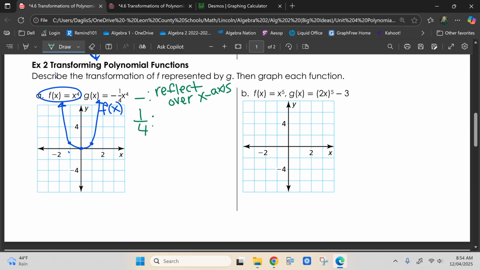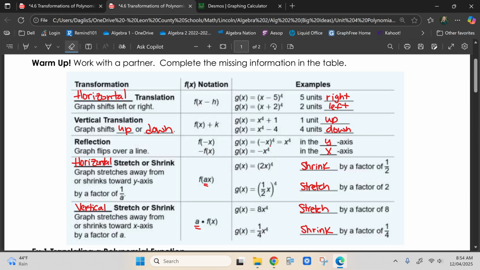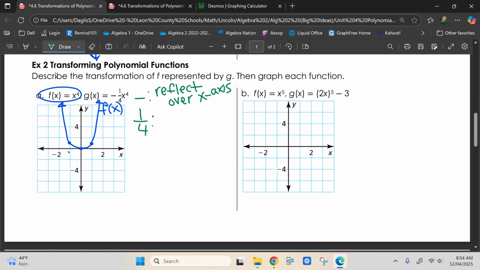Okay. What is the 1/4 going to do? It shrinks it. Vertically or horizontally? We're multiplying by a 1/4. It is a vertical shrink. I knew it was shrink. Right? And so it goes smaller.